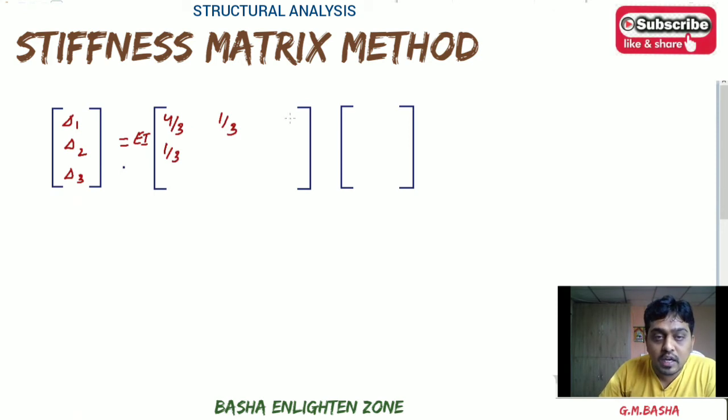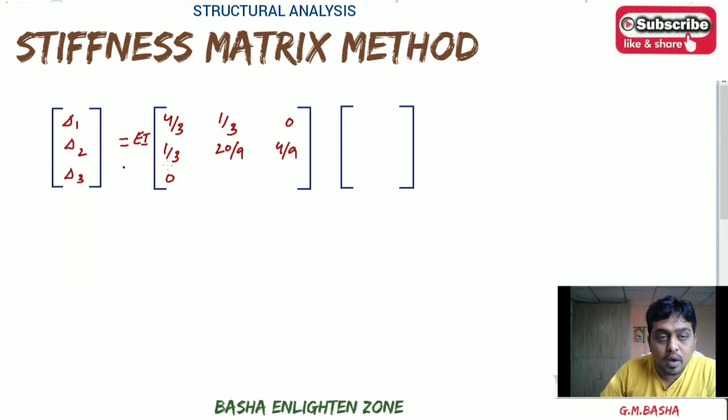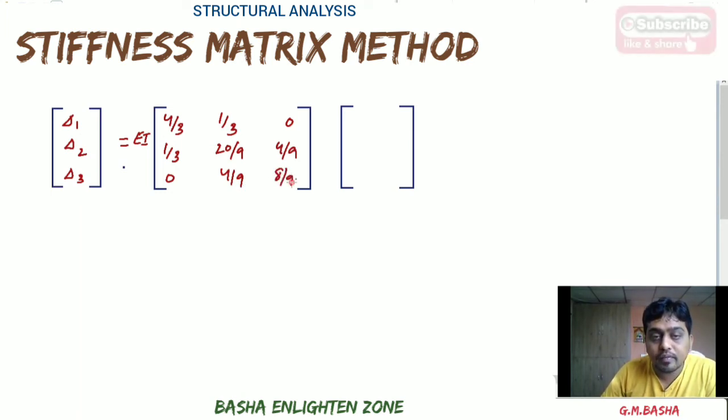Similarly, what about this K13 and K31? Those are 0. And what about K22 value here? Your K22 value will be 20 by 9. Similarly, K33 value will be equal to, K32 and K23 value will be equal to 4 by 9 EI. So I am taking EI common outside, and here also it will be 4 by 9 for K32 and K23. In the same way you will get K33 value, which is 8 by 9 EI.